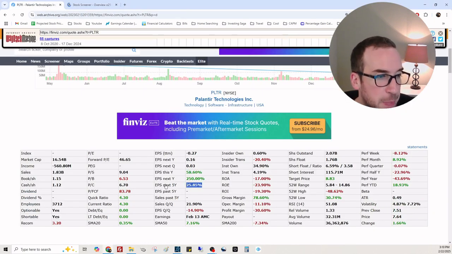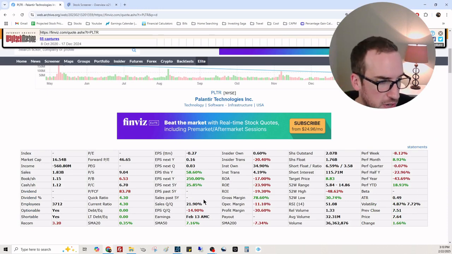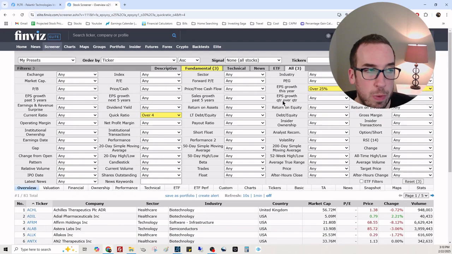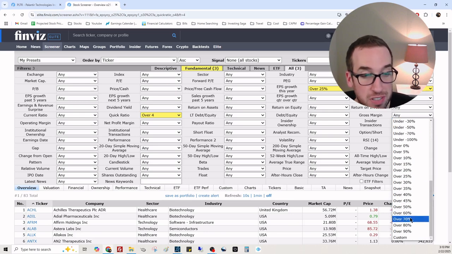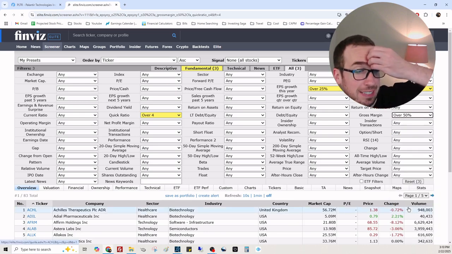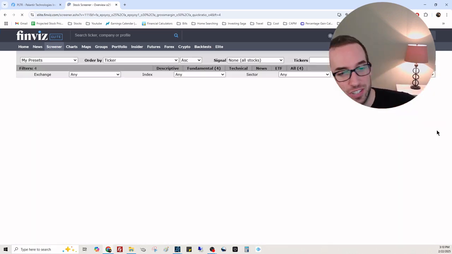Okay. EPS next 5 years, I would ignore that. It's hard to really gauge out 5 years. Gross margin, that's huge. We want gross margins to be as high as we can. Let's do over 50%. Gosh, that's huge. That's what she said. Okay, let's just see what happens.